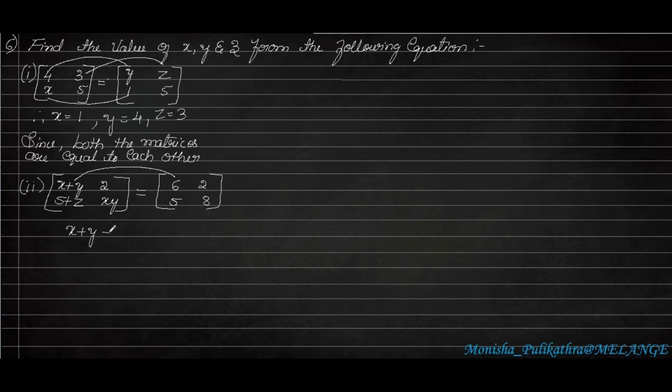X plus y is equal to 6. Next one, this is the corner, that is A22. Second row, second column, A22 is equal to this A22. That is xy is equal to 8. Next one, A21. That is second row, first column, A21 is equal to this A21. That is 5 plus z is equal to 5. So these are the three equations we got by which we have to derive the value for x, y and z.